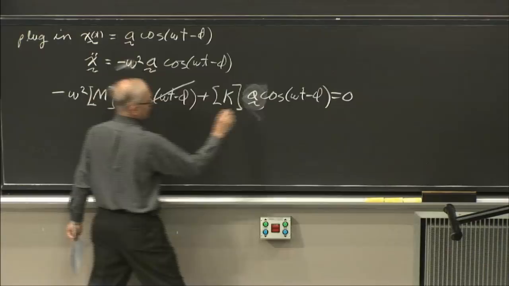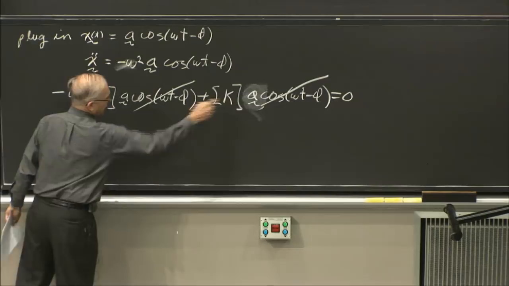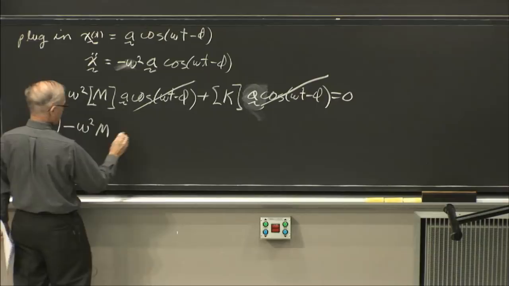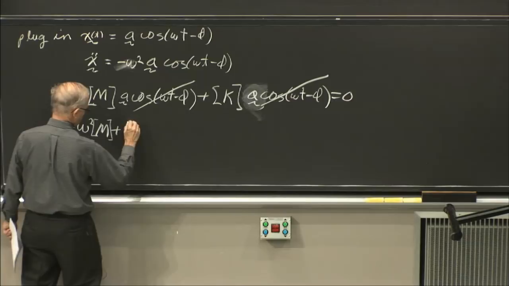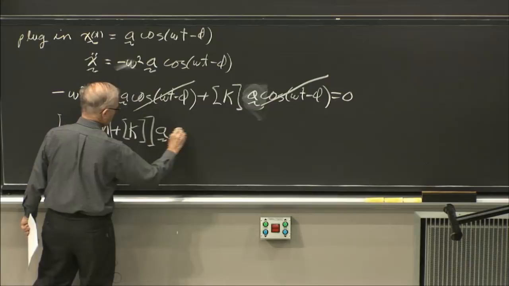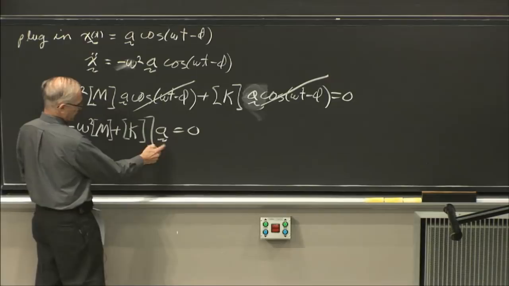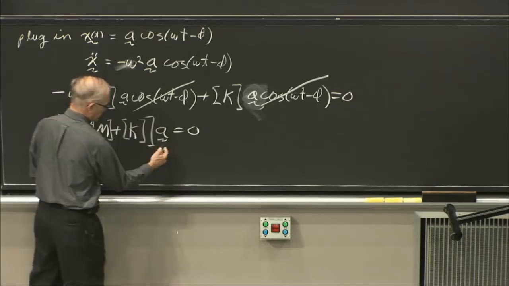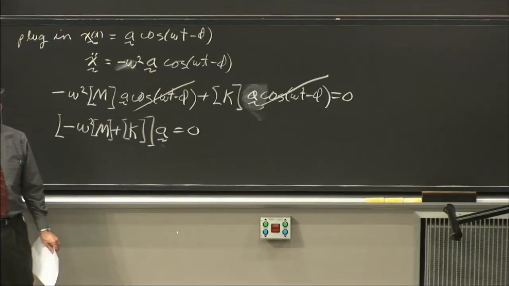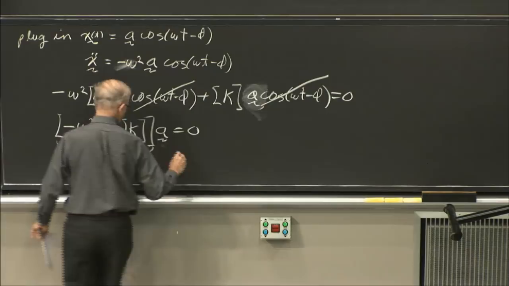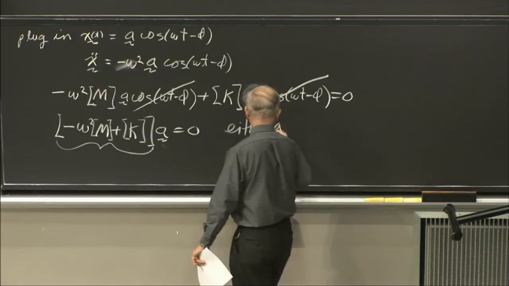So these cosines cancel out, and we can factor out this A quantity, and we get minus omega squared M plus K, times A, equals zero. You can do this with any linearized n degree of freedom system that has a vibration solution. These are the unknown mode shapes. In order to satisfy this equation, either this A has to be zero, which is a trivial solution, there's no motion, no mode shape, which is not too useful.